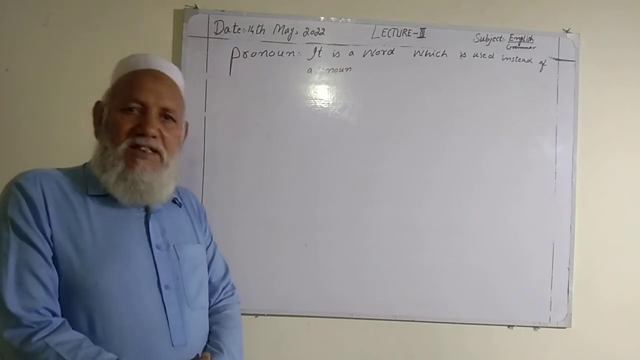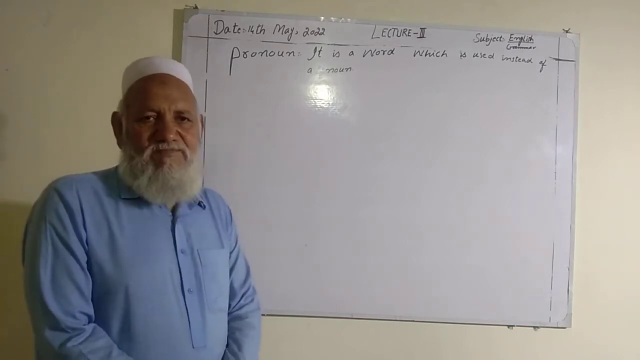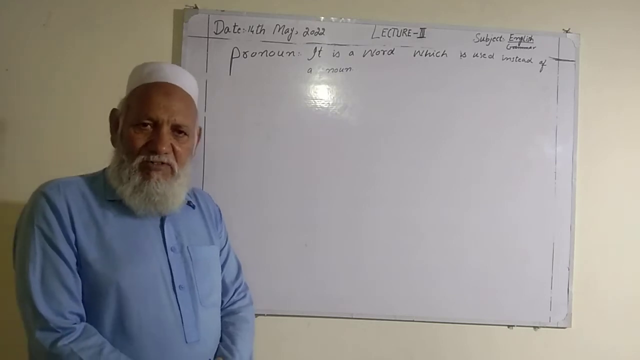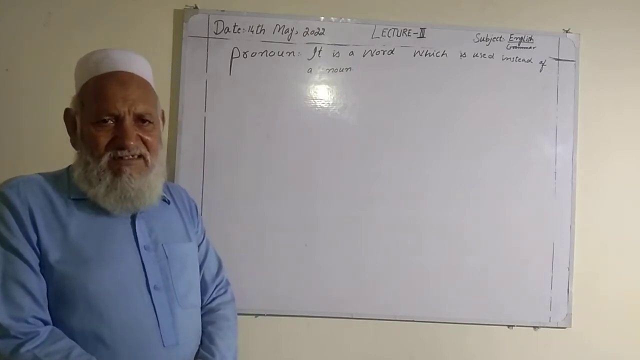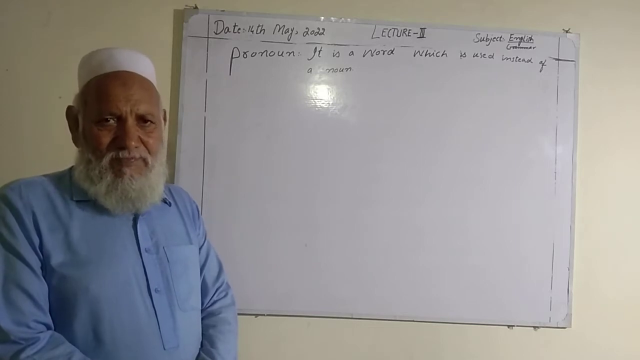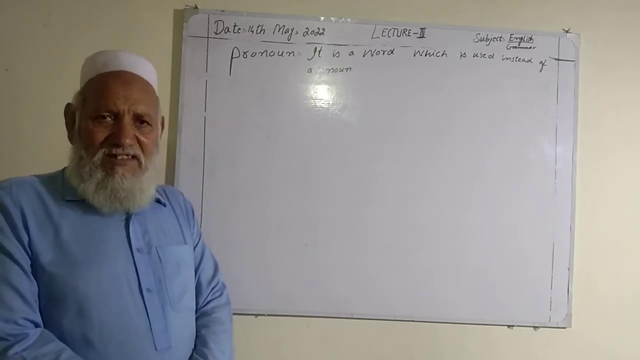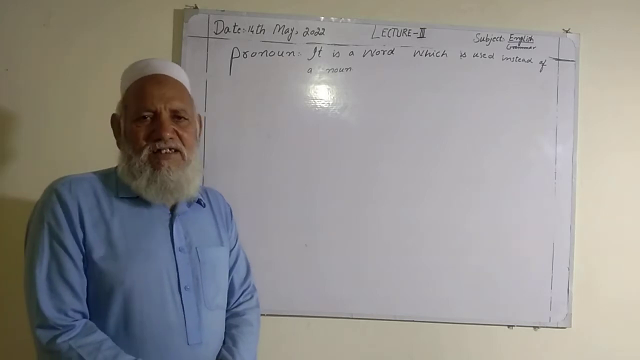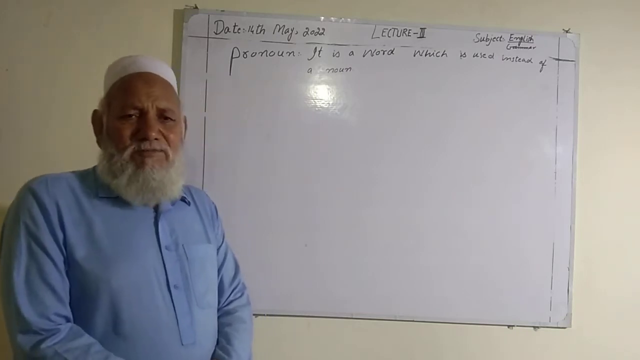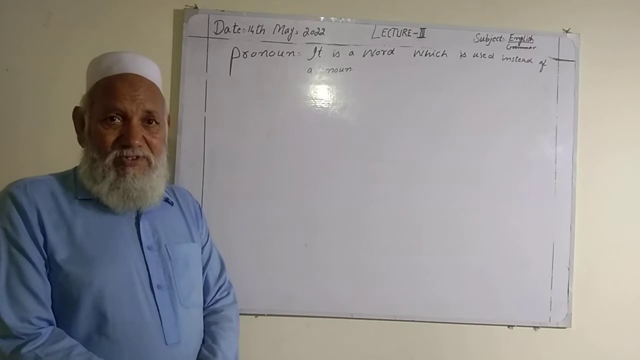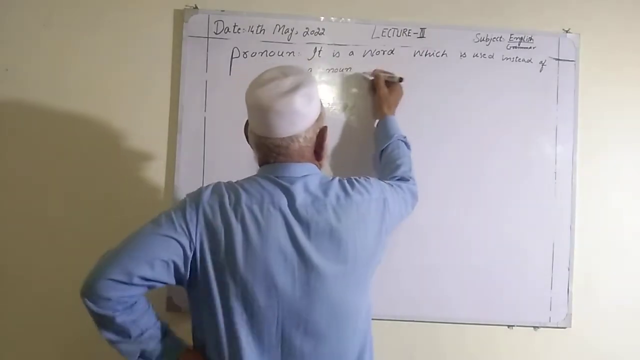Pronoun has many types. Among these types, subjective case, objective case, possessive case, demonstrative pronoun, reflexive pronoun, interrogative pronoun, indefinite pronoun, etc. are the well-known pronouns in English. But today we only focus on subjective case, what is the subjective case and how the subjective case is used. Subjective case is that case of pronoun which is used in place of subject. So, today we only discuss the subjective case.